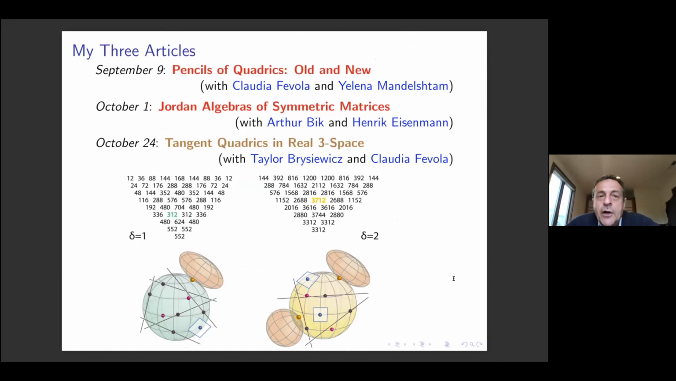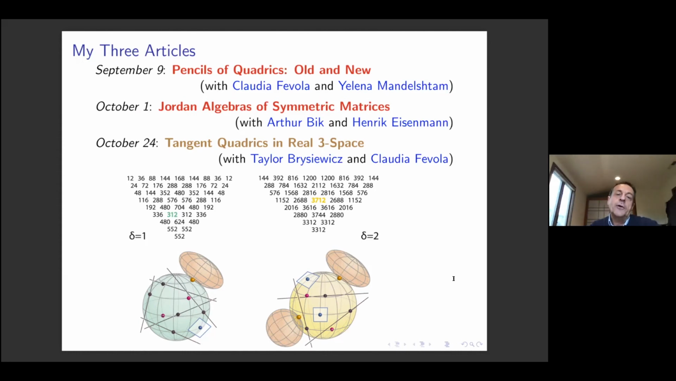These are three articles that I'm a co-author on with students. The first one we submitted in September. Claudia is a student in Leipzig, Yelena is a student in Berkeley. And on the second one, Arthur is a postdoc. He's Dutch, he came originally from Eindhoven, from Jan Draisma's group. Henrik is a numerical analysis student in Leipzig. And then Taylor is a postdoc, and then Claudia again.